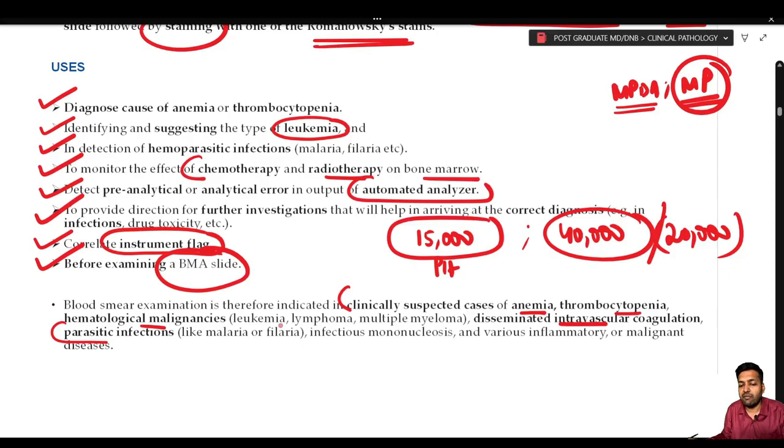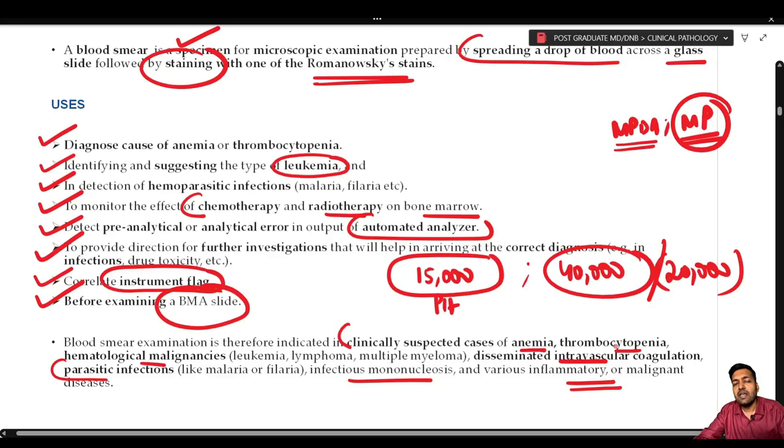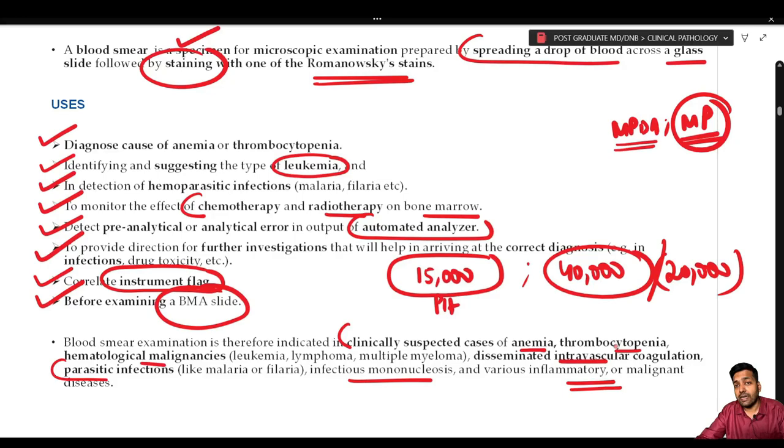Similarly, if you're suspecting any kind of viral infection, the lymphocyte count will be very high. So in that situation, it is very important to understand. For further investigations, you are asking for the PBS. And for various other inflammatory and malignant diseases, you are requiring a PBS examination.